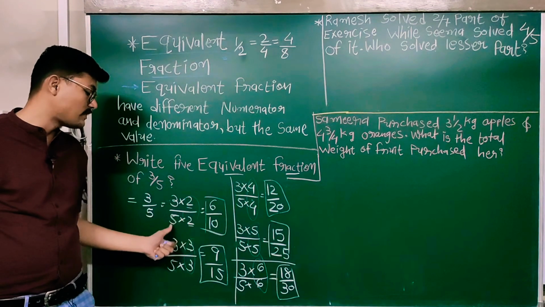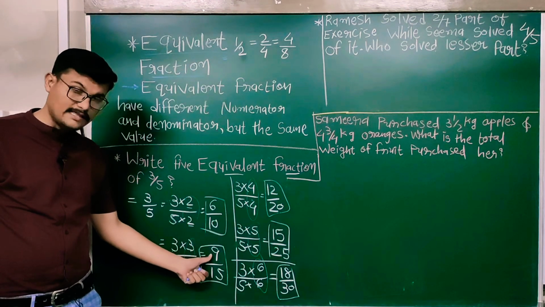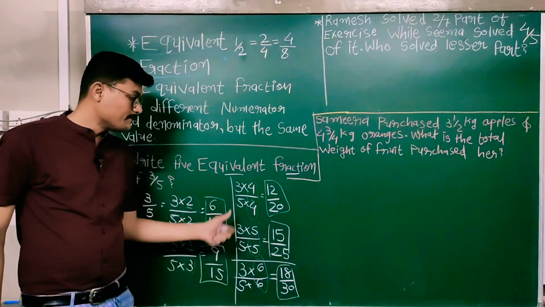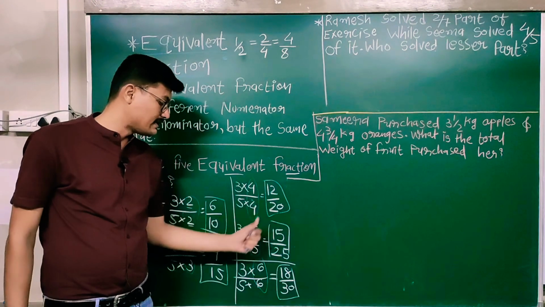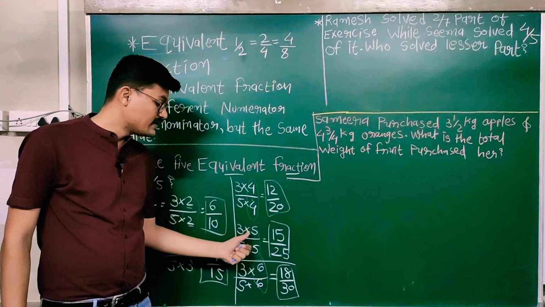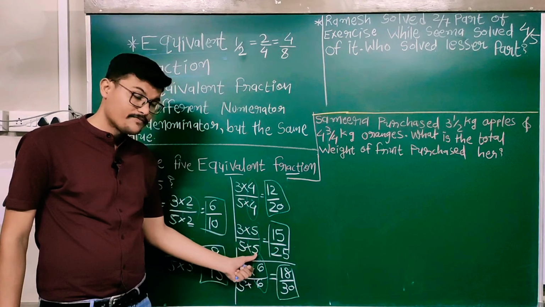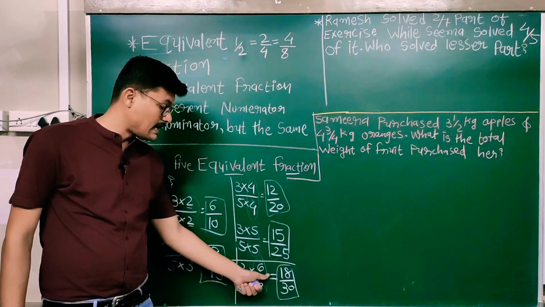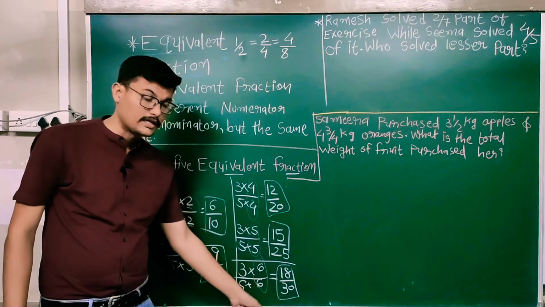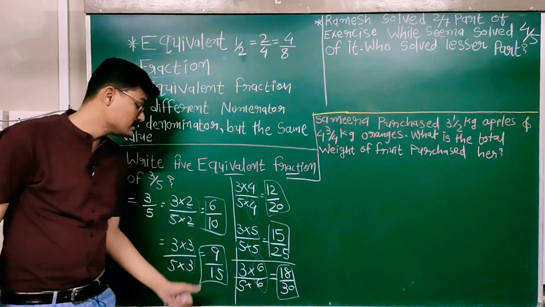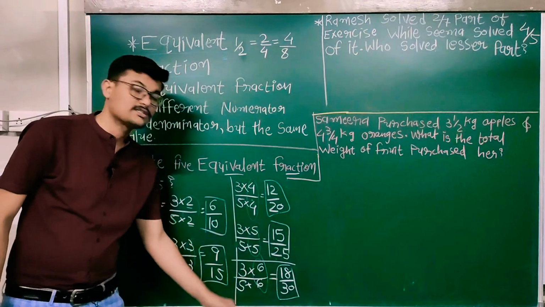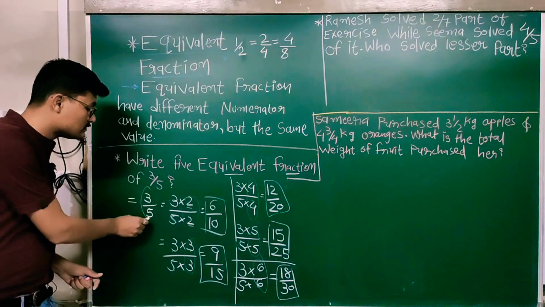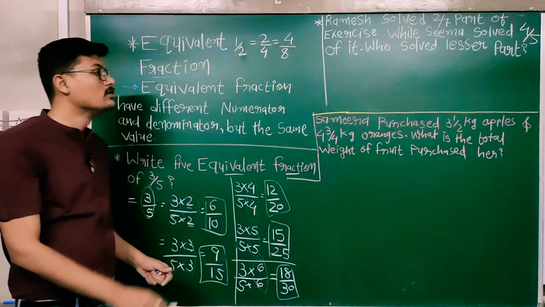3 2s are 6, 5 2s are 10, 3 3s are 9, 5 3s are 15, so we get 9/15. 3 4s are 12, 5 4s are 20, so we get 12 upon 20. 3 5s are 15, 5 5s are 25, so 15 upon 25. 3 6s are 18 and 5 6s are 30, so we get 18 upon 30. All of these are called equivalent fractions because the main value is 3 upon 5.